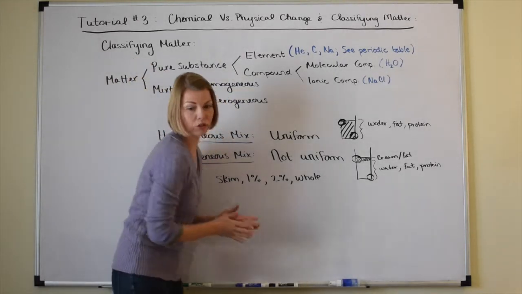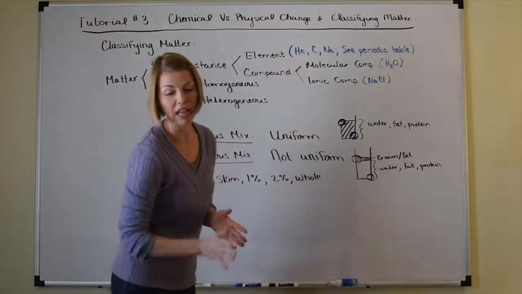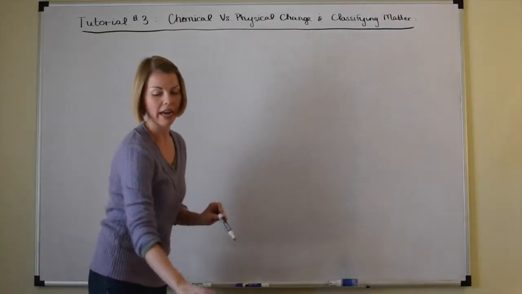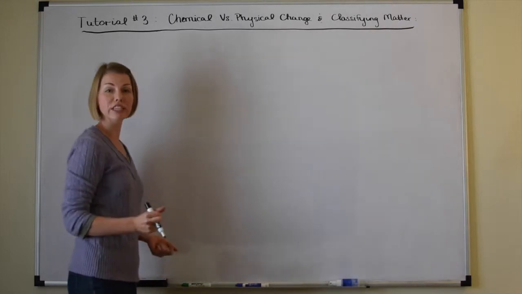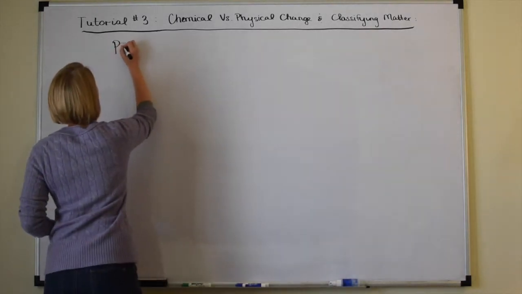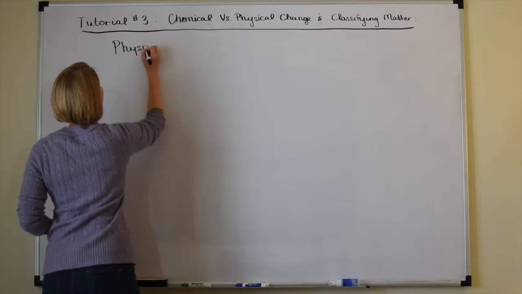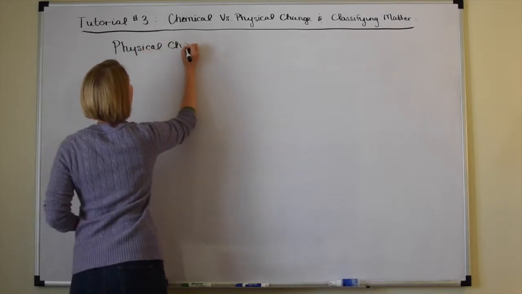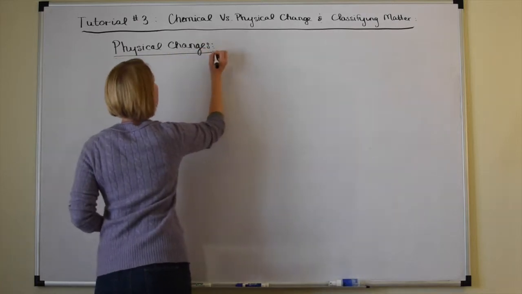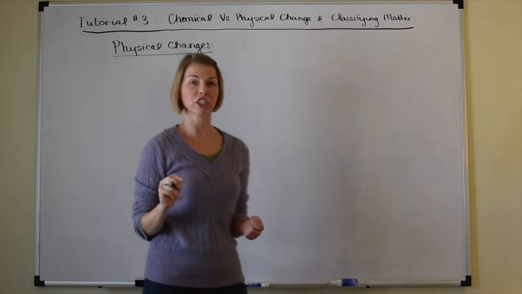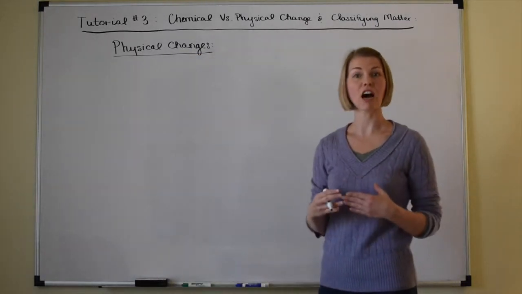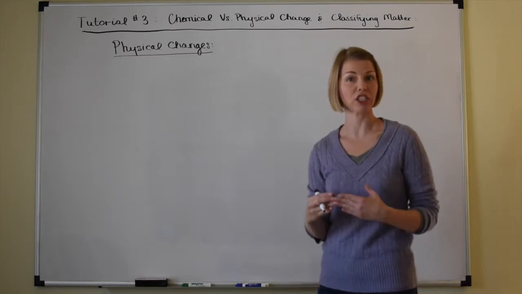Okay, let's go on to our last slide, which is slide number 4. The last slide is chemical and physical change. Let's start with physical change. Physical changes are changes that do not affect the identity of the substance that is undergoing the change.